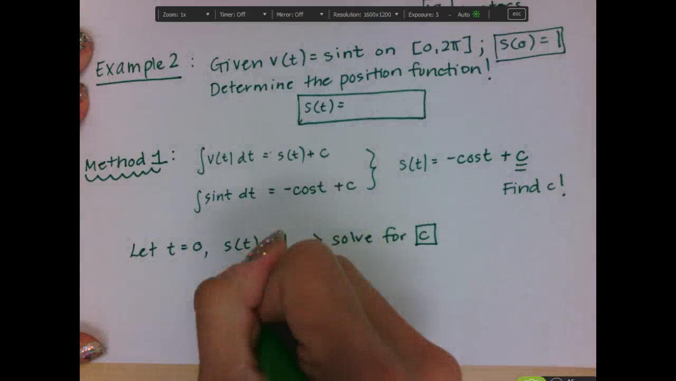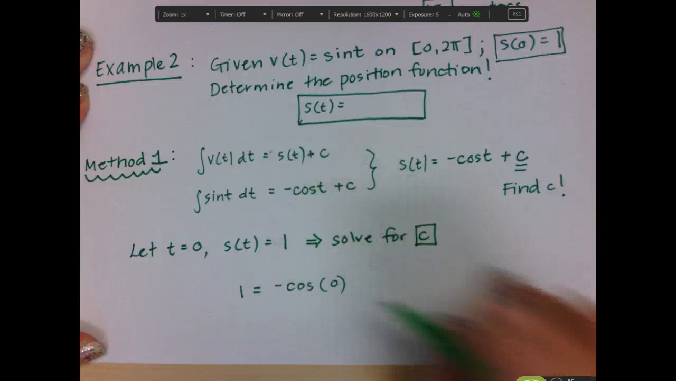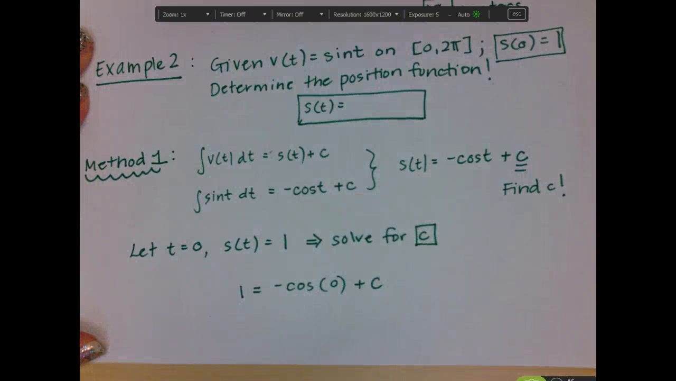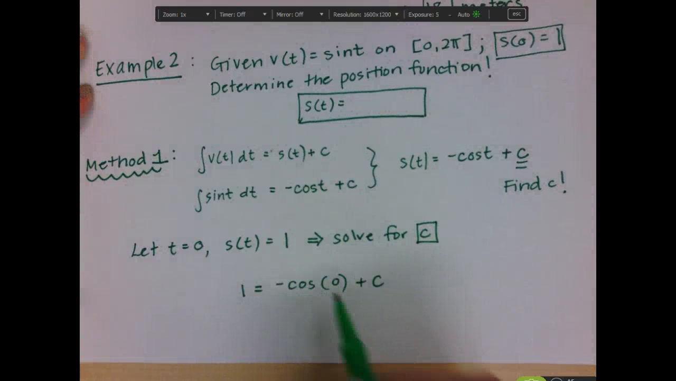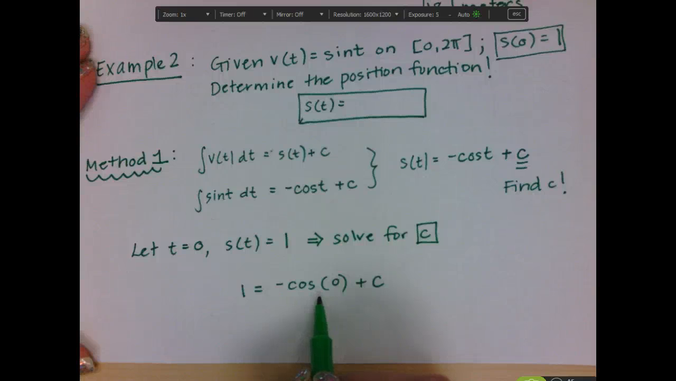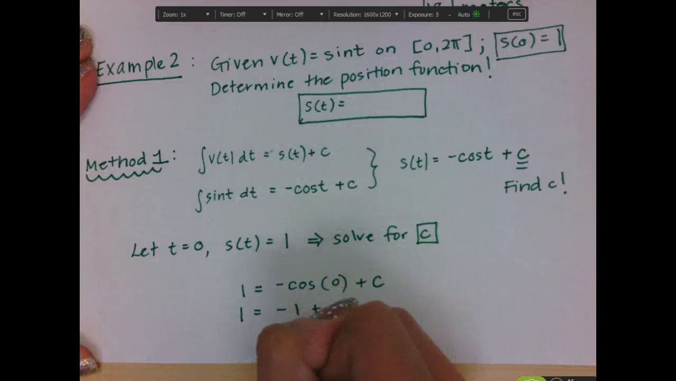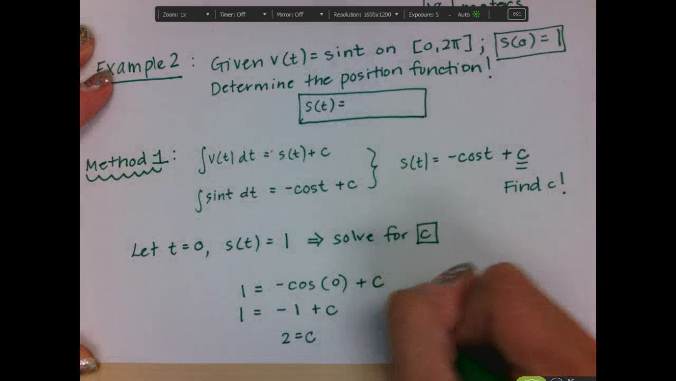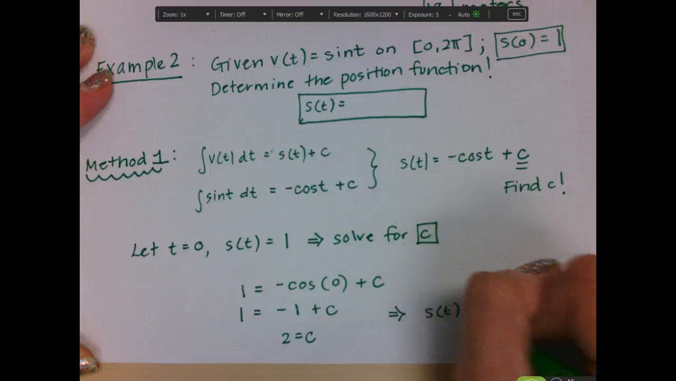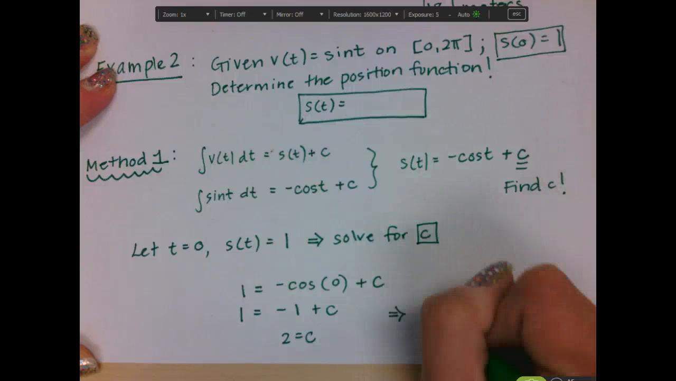So s of t is going to equal 1. I'm going to let t equal 0, evaluate that, and isolate my constant. Again, use your unit circle facts pretty quickly. The cosine of 0 is 1. If I isolate c, I'm going to get 2. So my specific position function is negative cosine t plus 2.